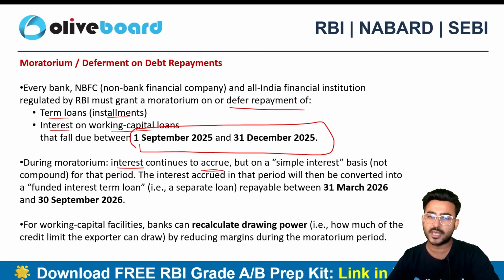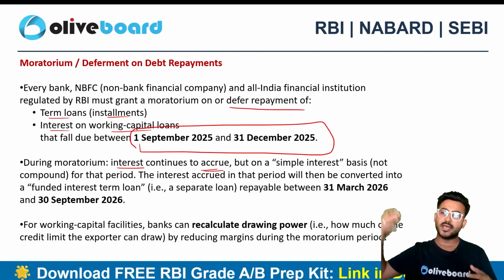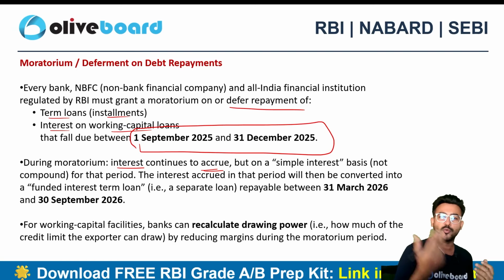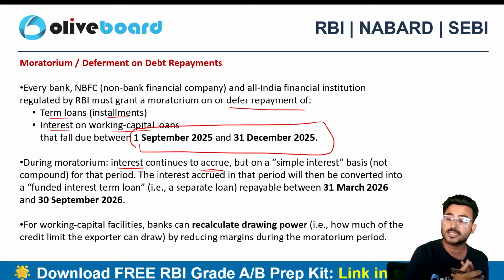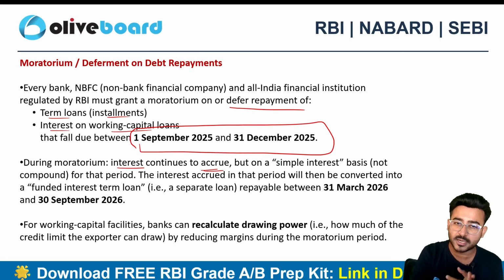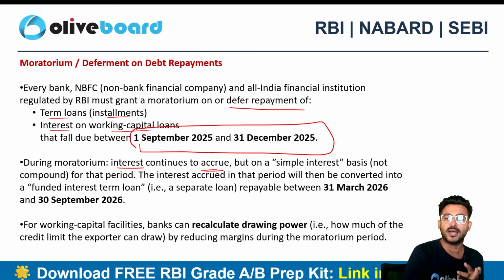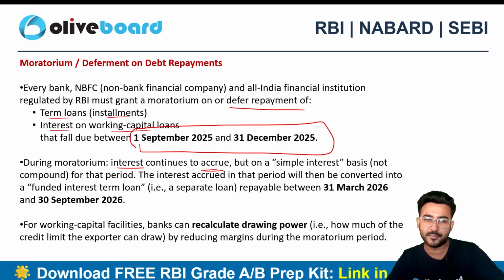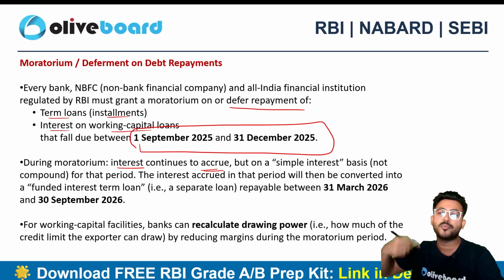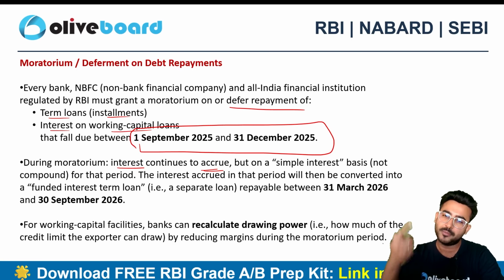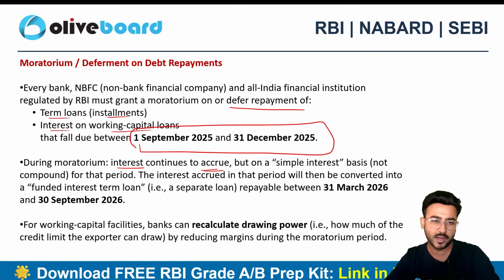सो वो अक्रू होता जाएगा. अक्रू मतलब वो बढ़ता चला जाएगा, अपने अंदर ही जमा होता जाएगा, इंटरेस्ट अक्यूमुलेट होता जाएगा. But at the simple interest, one more major relief, कि आपको कंपाउंड इंटरेस्ट नहीं लगाया जाएगा, आपको सिंपल इंटरेस्ट यहाँ पे लगाया जाएगा, राइट? आपके इंटरेस्ट के ऊपर इंटरेस्ट नहीं लिया जाएगा, बेसिकली आपके प्रिंसिपल के ऊपर जो इंटरेस्ट रहेगा वही अक्रू होता जाएगा. The interest accrued in this period will then be converted into a funded interest term loan.